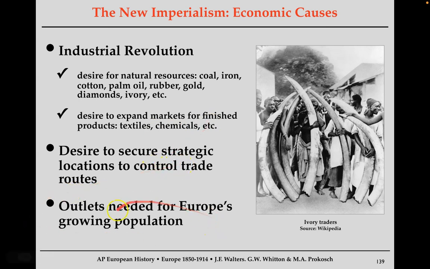What else we got? Outlets needed for Europe's growing population. So this gets into colonialism. So actually sending people to another country, take it over, to live there. That's colonialism. Again, colonialism is always an example of imperialism. Countries where we won't necessarily see colonization, but we will see imperialism, would be, for example, China and Japan.